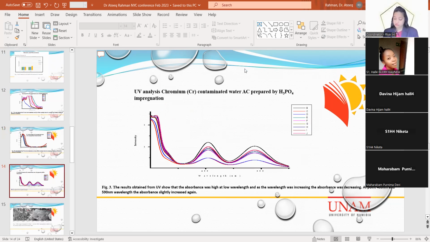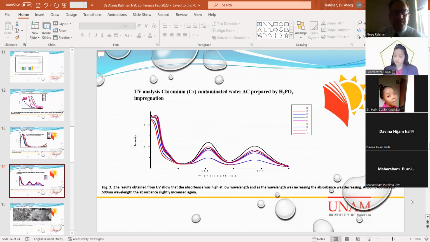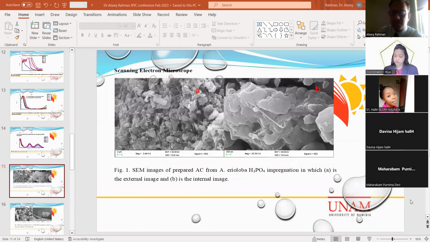Then chromium also has been tested with the H3PO4, which was not much effective for removing chromium by this method. So SEM analysis we have done, SEM characterization.